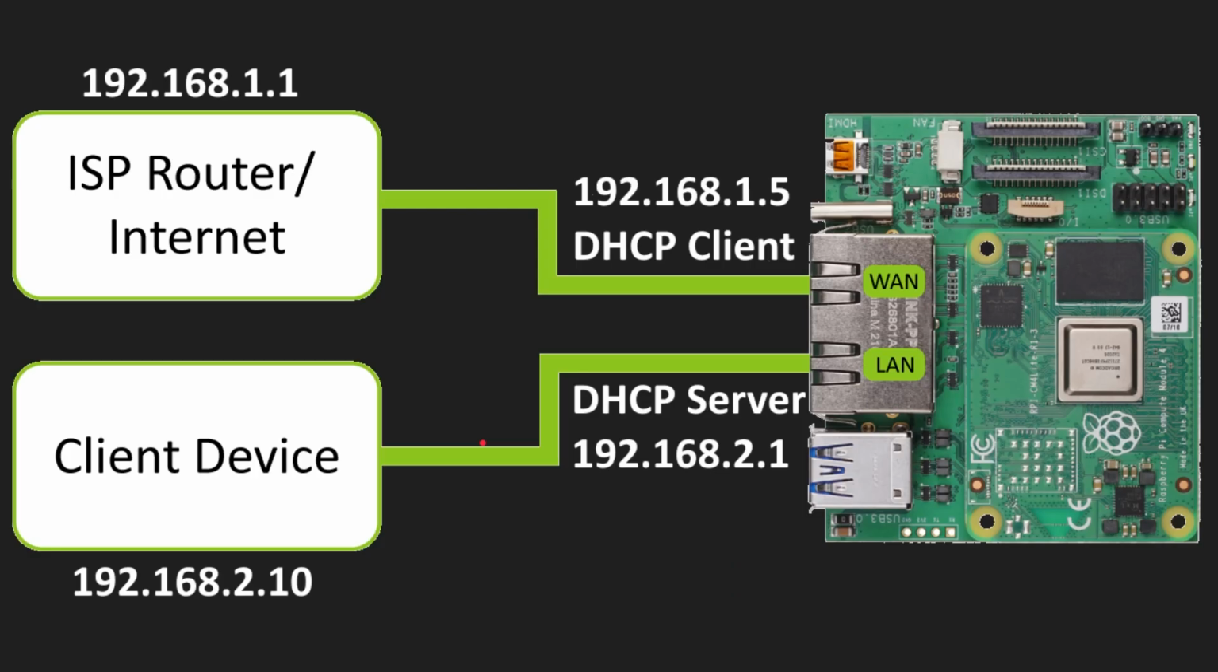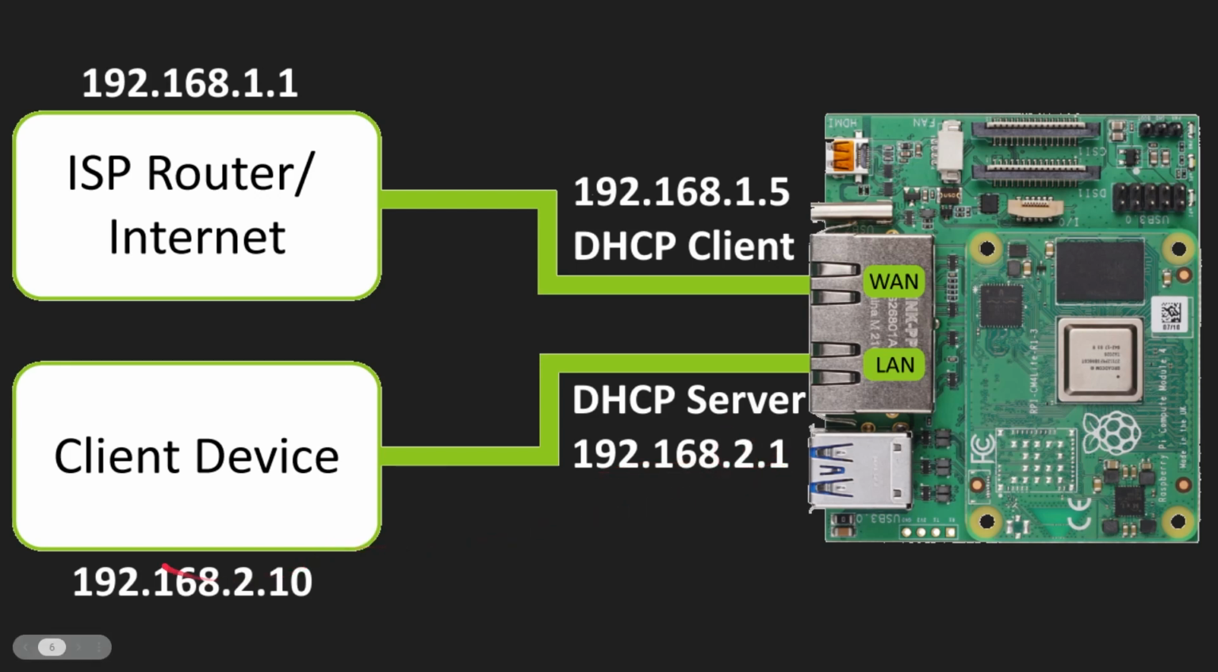So let's have a quick look at the carrier board here from a networking point of view. As I mentioned earlier, they call it the WAN port and the LAN port. So this port here would have a DHCP server, which basically means anything that's connected to it can ask for a dynamically allocated IP address.